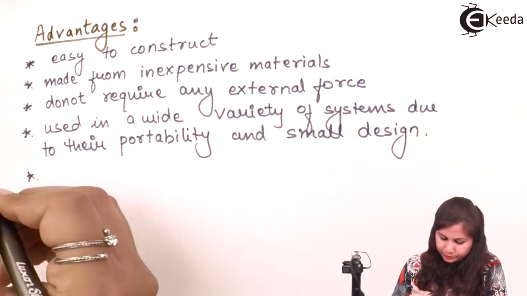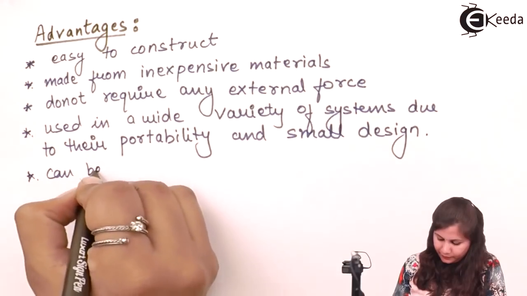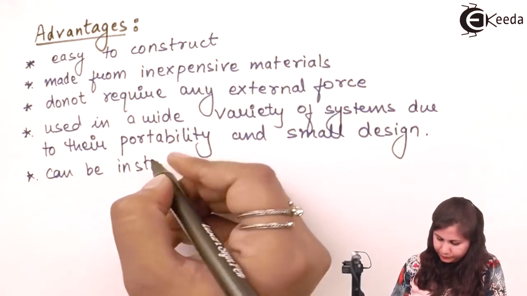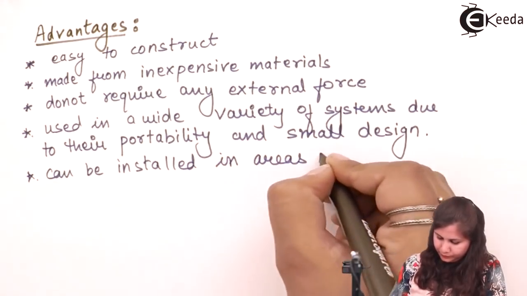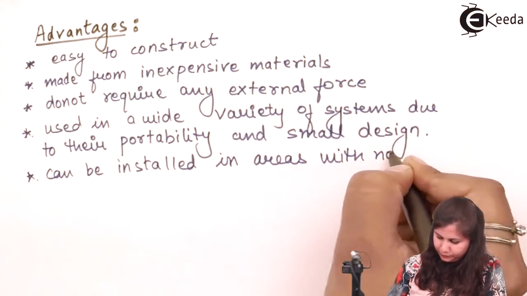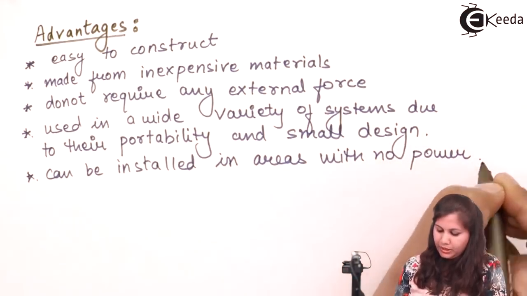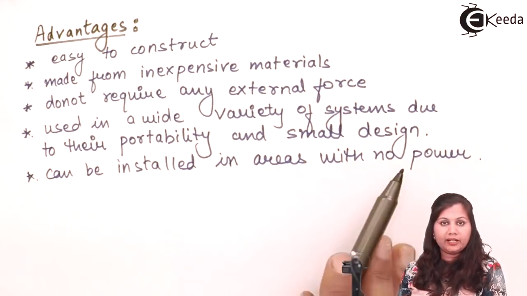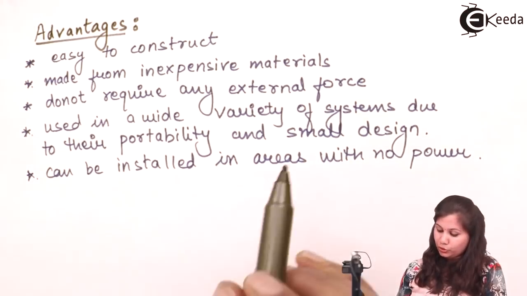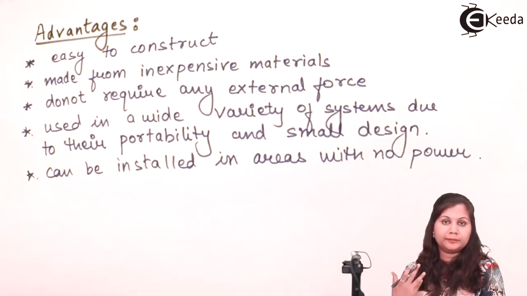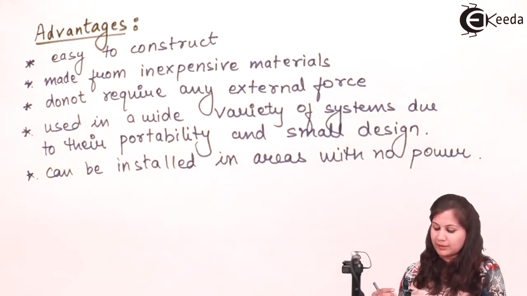Also, the rotameters can be installed in areas with no power, because as I have said, they do not require any external force. So the power which is required for their operation is provided by the fluid only. So the fluid whose flow rate we want to measure, that substance is providing the internal power for its operation.